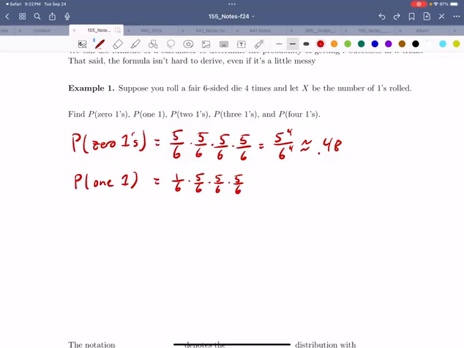So what we're going to do is multiply this by 4, because this 1 out of 6 could have been here, or there, or there, or there, right? So it winds up being 4 times all that. I'll do this on a calculator. We're going to get 4 times 5 to the 3rd, divided by 6 to the 4th. And that winds up being about 0.39. Okay. Probability of 2 ones.